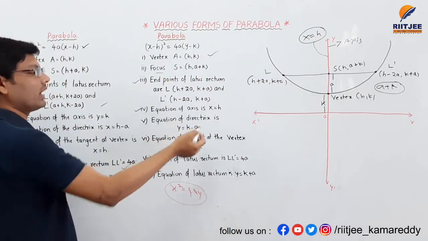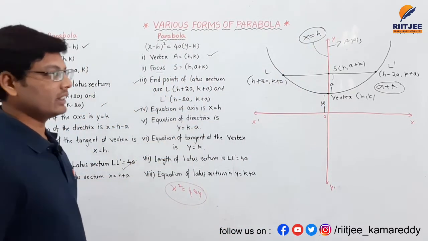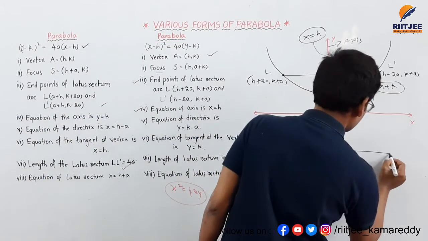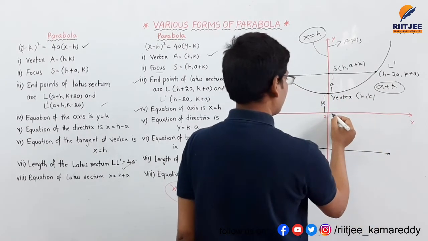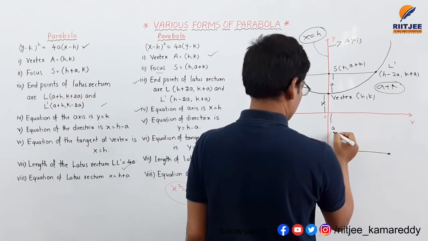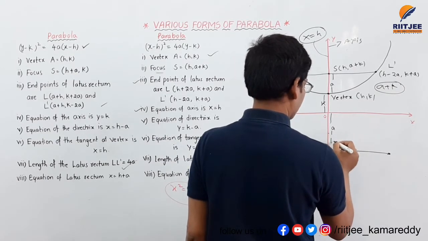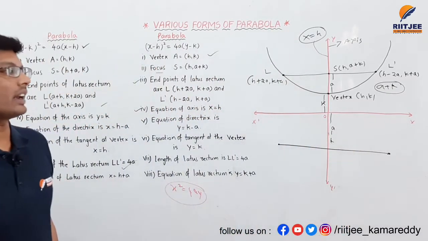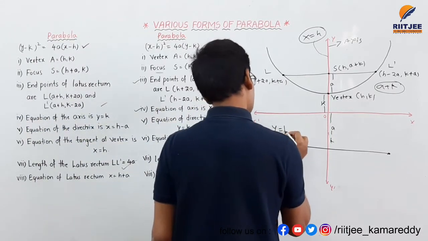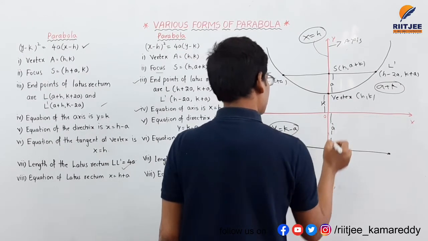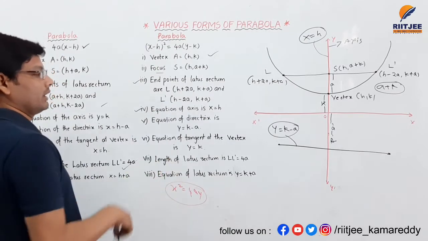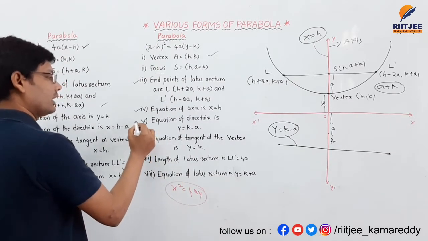And the equation of directrix. What is the directrix here? This is the directrix, at a distance of a units and k units. So the equation of the directrix will be on the negative side, y is equal to k minus a.